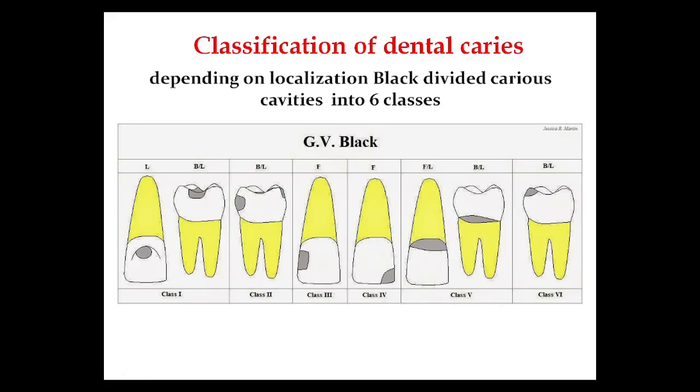Next classification, depending on localization, according to Black. Black divided caries cavities first into 5 classes and later into 6 classes. And now we have the classification according to Black, 6 classes: first, second, third, fourth, class number 5, and class number 6.